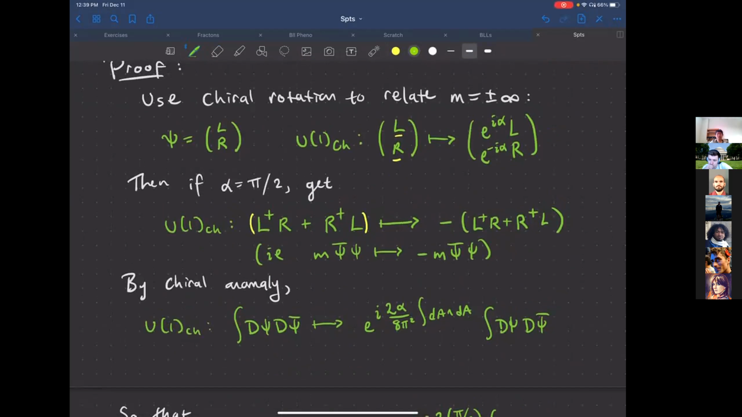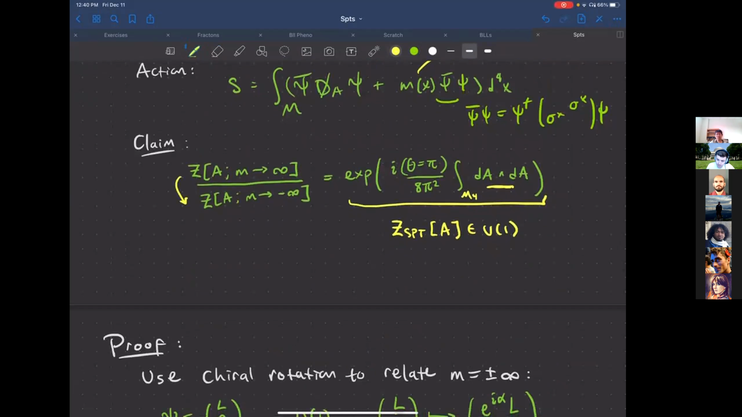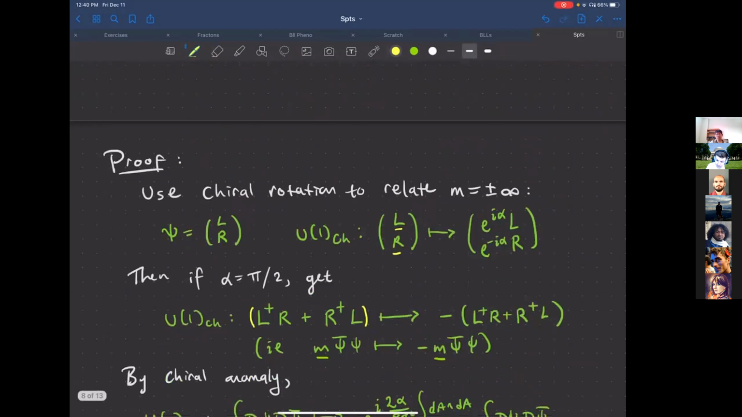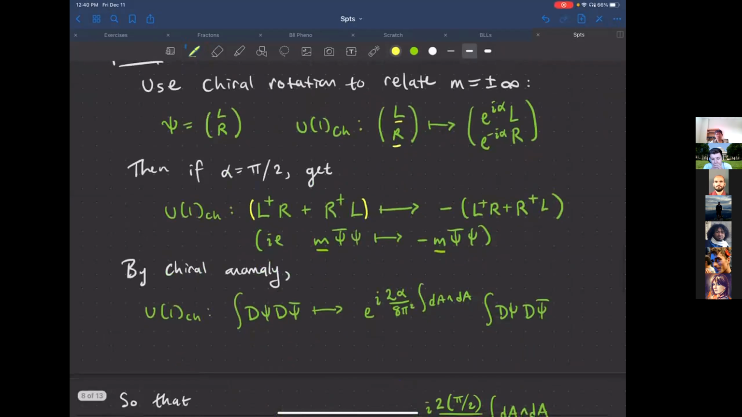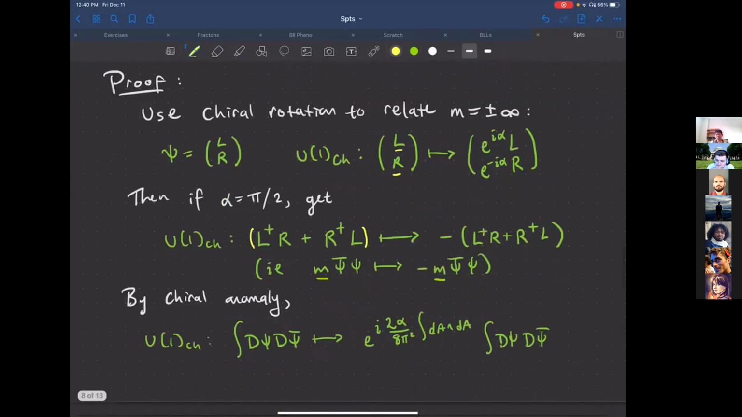Now, if I perform a chiral rotation, where I choose alpha to be pi over 2, then this mass term becomes minus of itself. So what this means is that the mass goes to minus the mass under this chiral rotation. So the chiral rotation allows me to relate this partition function to this partition function. And so the claim is that doing the chiral rotation produces this thing on the right, right? So why does that happen?